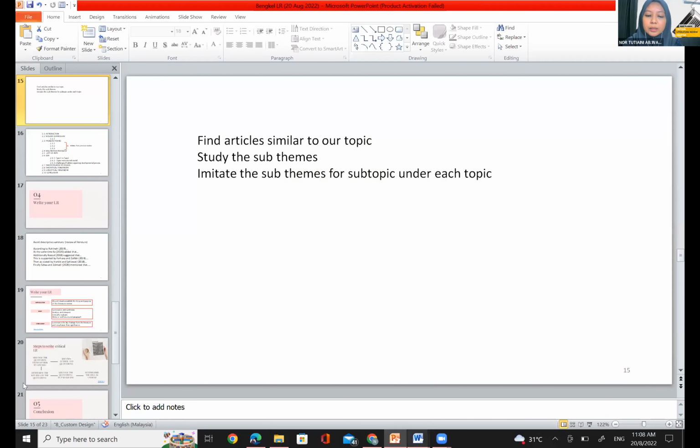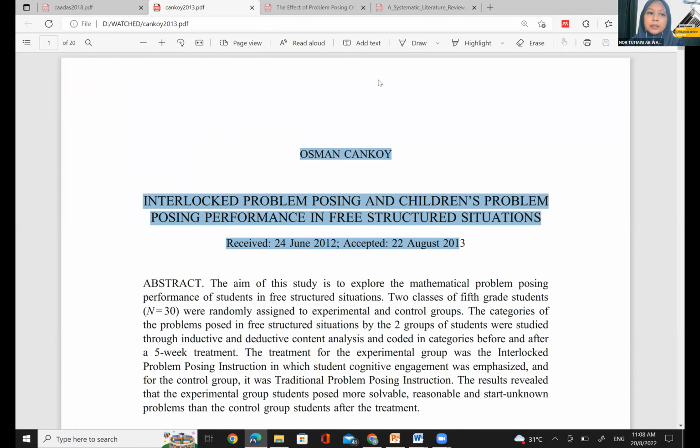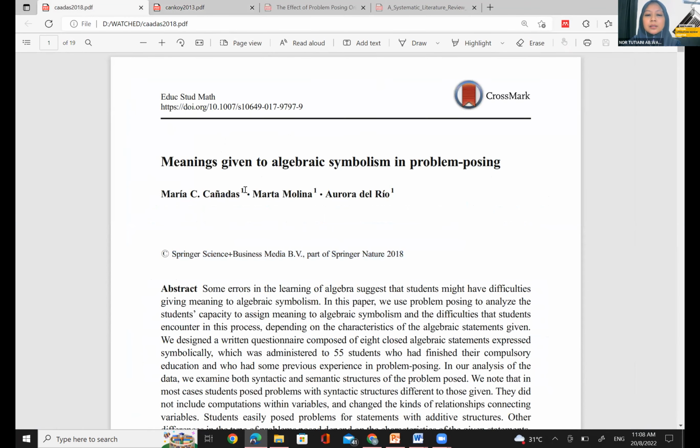Okay, for example, say I type problem posing in Mendeley or any search engine, and then I find these particular articles. I have prepared these in advance for this session, pretending to find the articles. Alright, so first article, this one for example: meanings given to algebraic symbolism in problem posing. We see we have problem posing here.